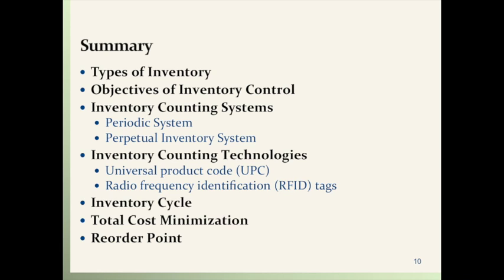So, summary. We talked about the types of inventory, the objectives of inventory control, inventory counting systems, periodic and perpetual. Inventory counting technologies, the UPC and the RFIDs, the inventory cycle, total cost minimization, and the reorder point.